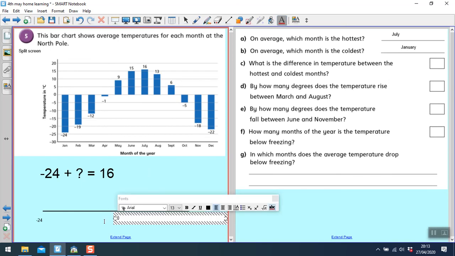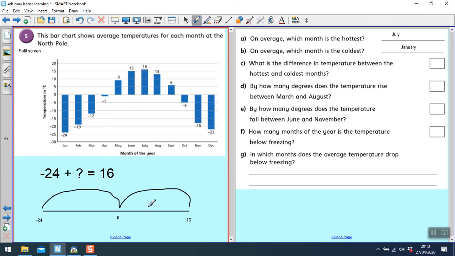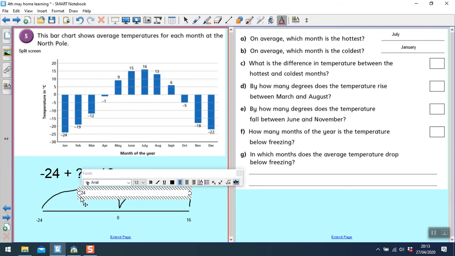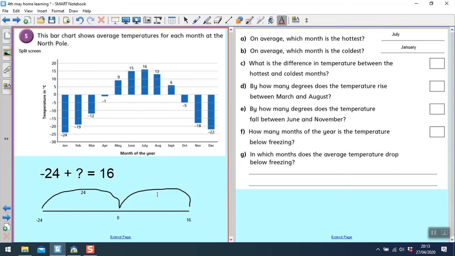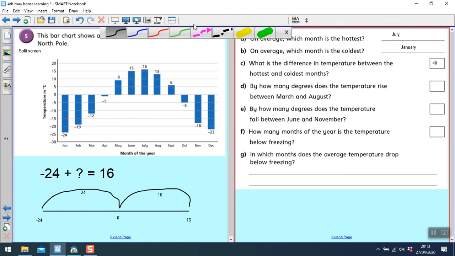So what you could do is jump to 0. What do you add to -24 to get to 0? And then what do you add to 0 to get to 16? And if you add them two numbers together, you'll know the difference. So -24 add 24 makes 0. 0 add 16 makes 16. So if I add 24 and 16 together, the difference between the hottest and coldest months is 40 degrees.